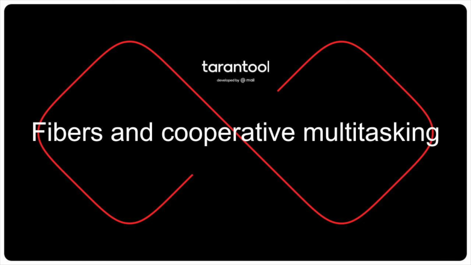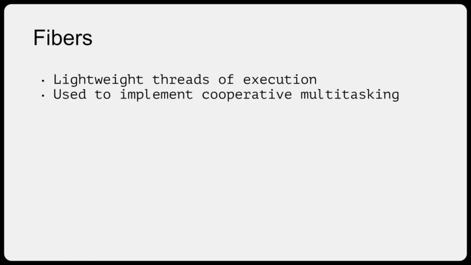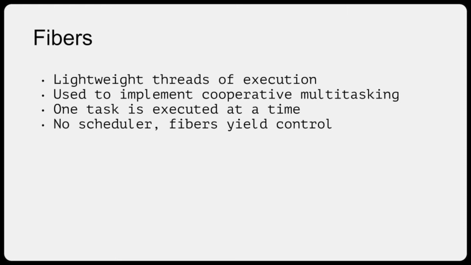Now let's talk about fibers and cooperative multitasking. Fiber is a particularly lightweight thread of execution. It is very similar to a thread, but more lightweight and is used to implement cooperative multitasking. This means two things for a user. Only one task is executed at a time, and the system does not have a scheduler. Any fiber must yield control voluntarily.